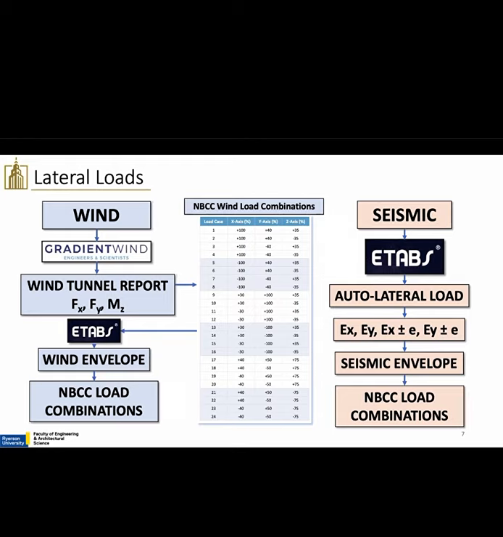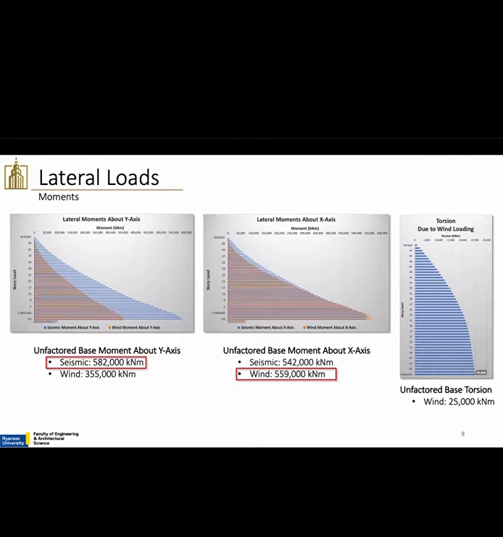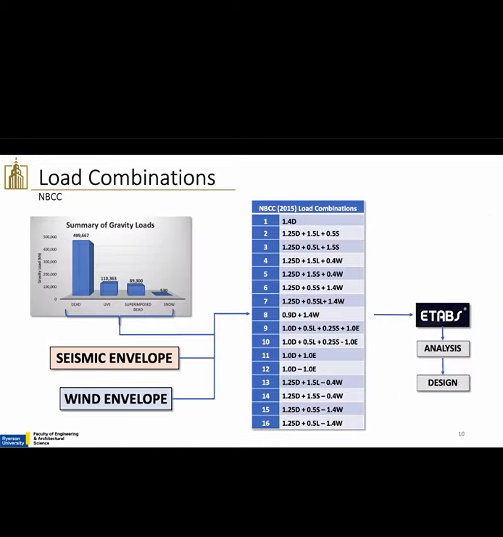We determined that the base shear in the X direction was governed by seismic at 4,900 kilonewtons, and the unfactored base shear in the Y direction was governed by wind at 5,000 kilonewtons. Now for the moments, the unfactored base moment about the Y axis was governed by seismic at 582,000 kilonewton meters, and the unfactored base moment about the X axis was governed by wind at about 559,000 kilonewton meters. As well, the wind introduced unfactored base torsion of 25,000 kilonewton meters.